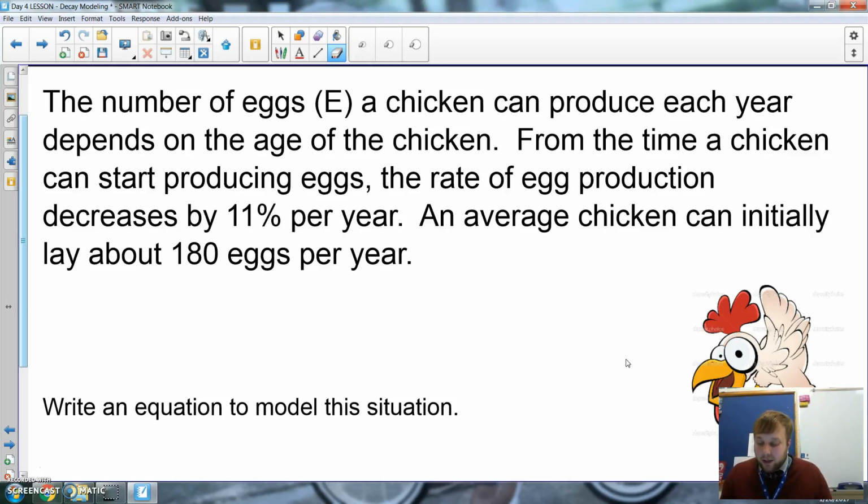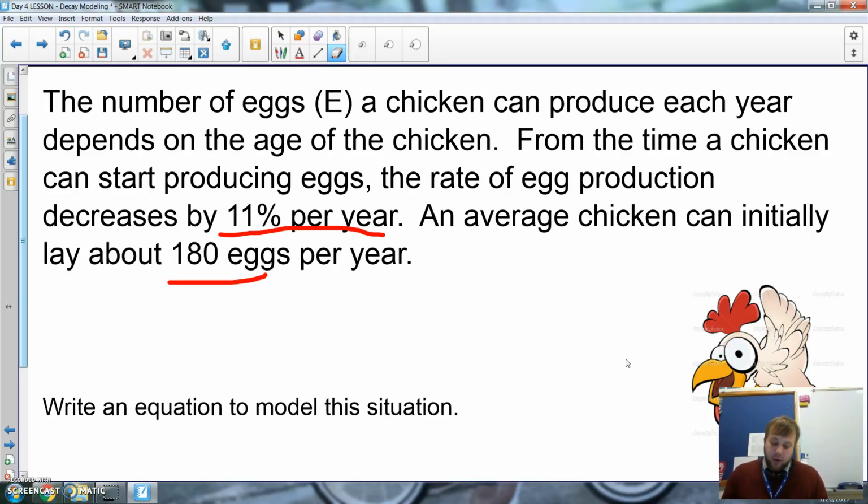Number of eggs a chicken can produce each year depends on the age of the chicken. From the time a chicken can start producing eggs, the rate of the egg production decreases by 11% each year. An average chicken starts off with 180 eggs per year. Holy smack daddy. 180 eggs? That's about one every 2 days.